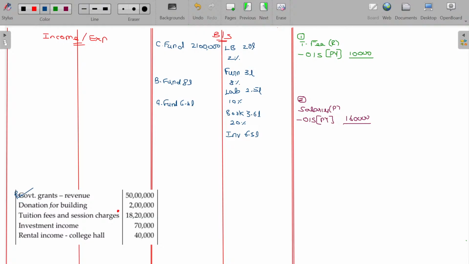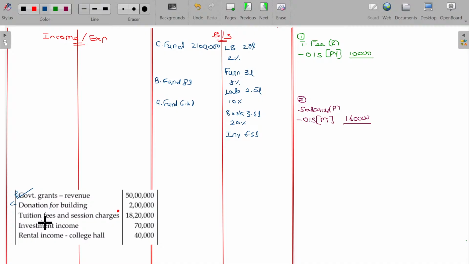Donation for building. It's a specific donation we collected only for the purpose of constructing the building. Already we have the building fund. So year on year, the trust or society may collect donations from various investors or contributors and accumulate them for 4 or 5 years. If the accumulated amount is sufficient to purchase the building, immediately they go for purchasing. So donation being the capital receipt.